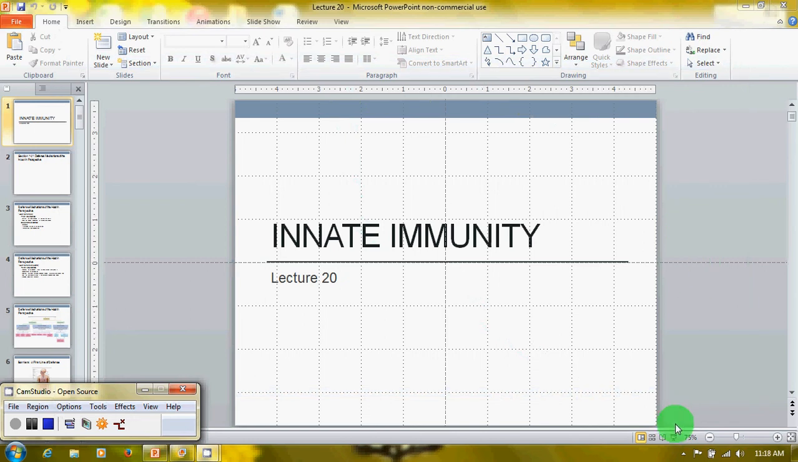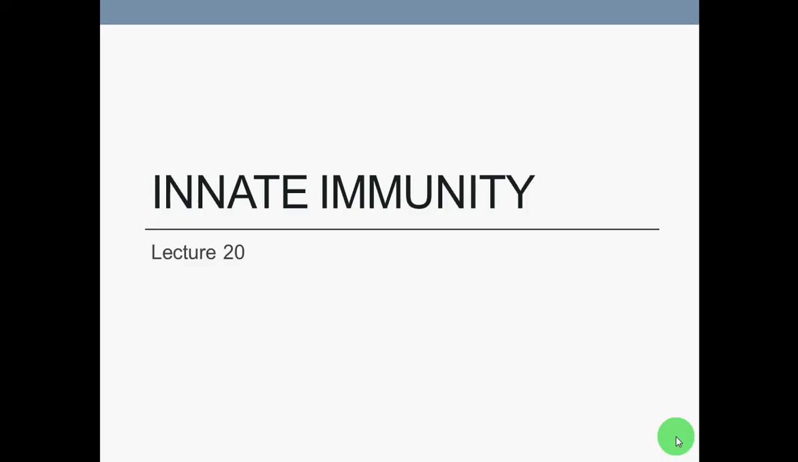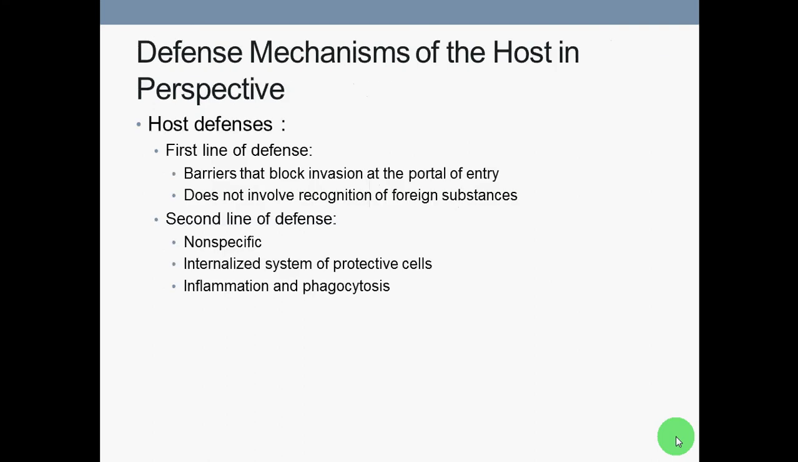Now that we have those formalities out of the way, I'd like to start talking to you about innate immunity. This is going to be installment 1 of 2. As we talk about innate immunity, there are host defenses that any microbe that's trying to invade the human body has to get through. The first line of defense is the barriers that block entry of the microbe to the body.